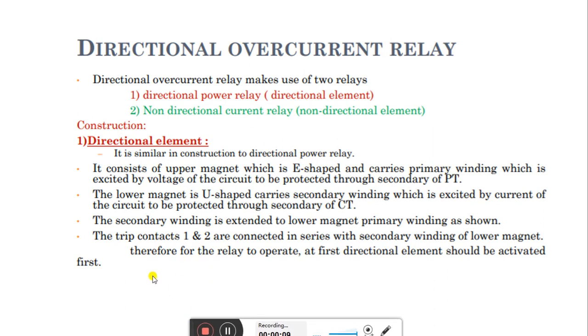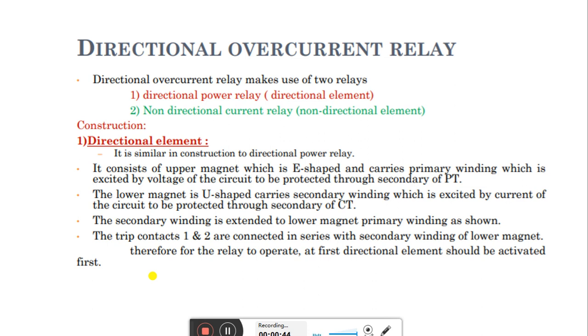So dear students, in this lecture we will study about the directional overcurrent relay. In previous class we have discussed about the directional power relay. So what is the difference between the directional power relay and overcurrent relay? In overcurrent relay we have already discussed that there is only current element which is involved to operate a disk.